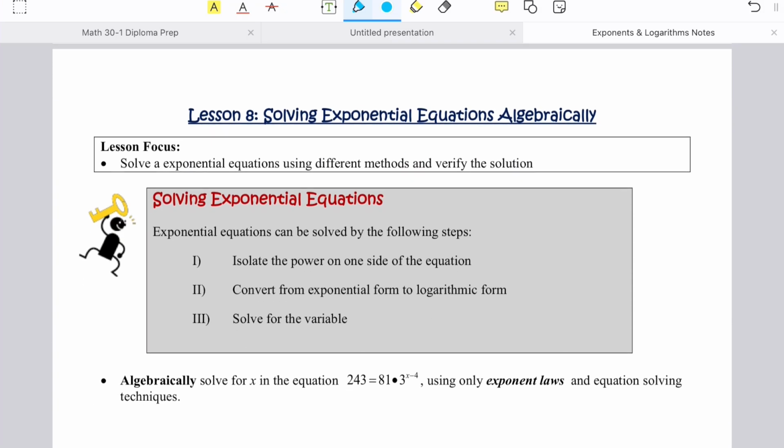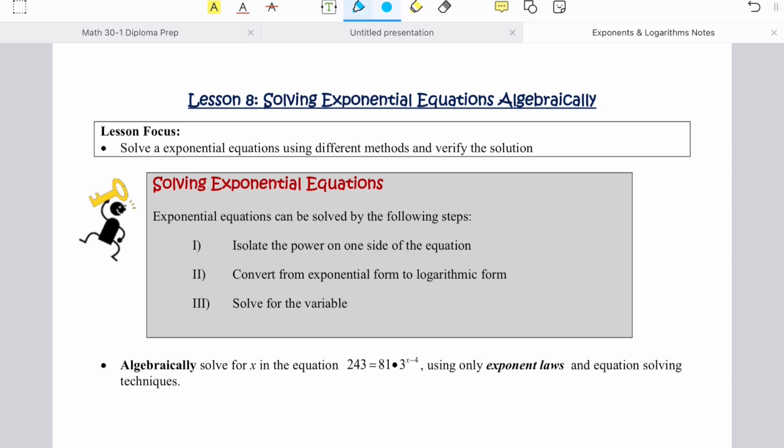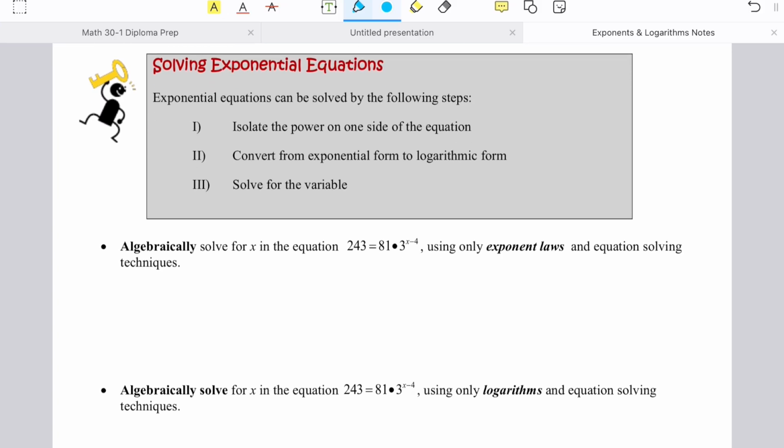Solving log equations using algebra. I remember you guys struggled with this a lot, so please pay close attention to this, because this will be used in word problems as well.